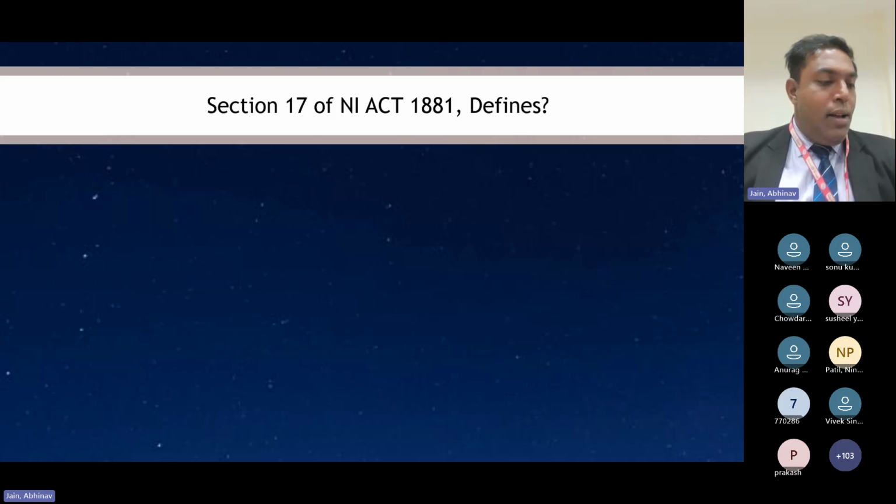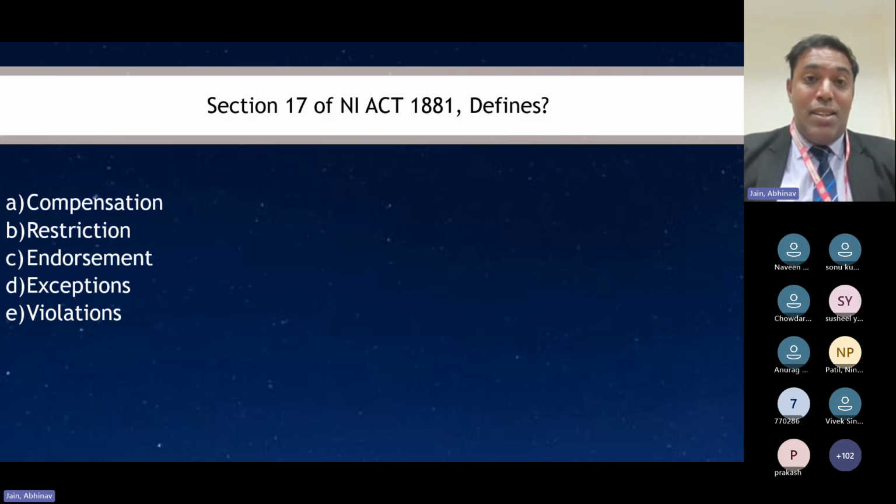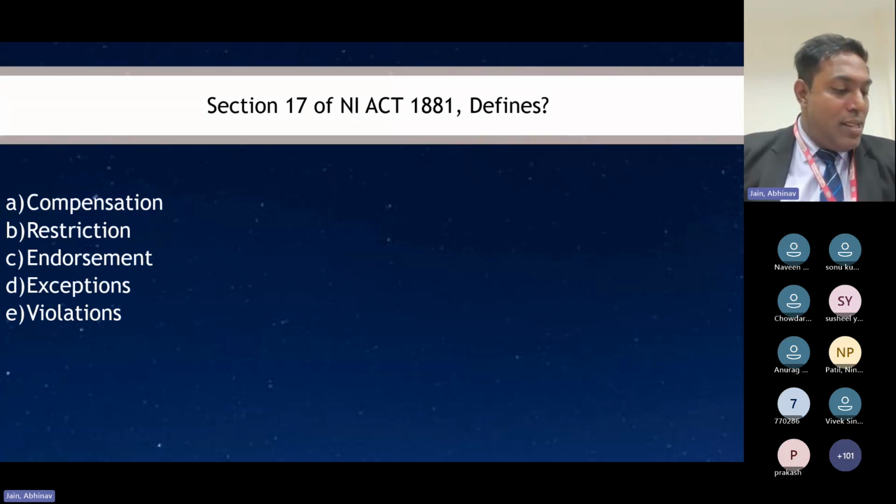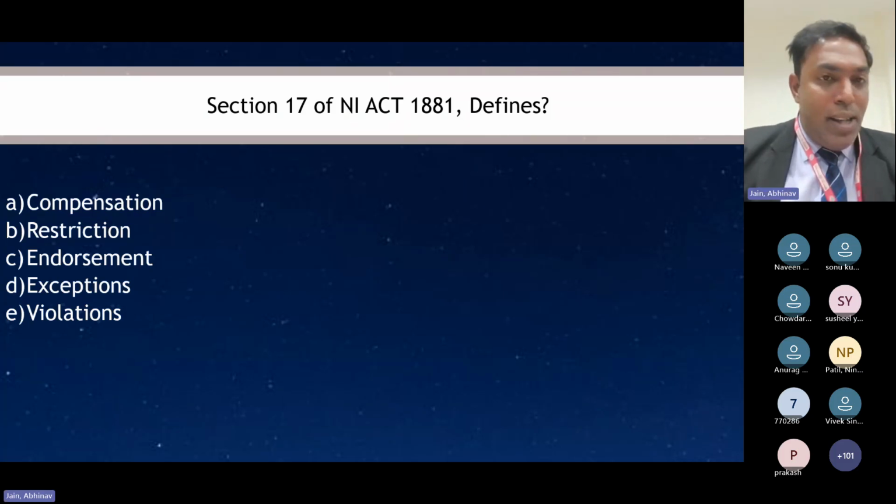Now again, each and every individual needs to remember this. Section 17 of NI Act defines what? A question can come in this form also. This would be a little bit tough. You have to make a guess. Let's see the options. Section 17 of NI Act defines what? Compensation, restriction, endorsement, exceptions, violations. What is defined under Section 17 of NI Act? Please do respond.